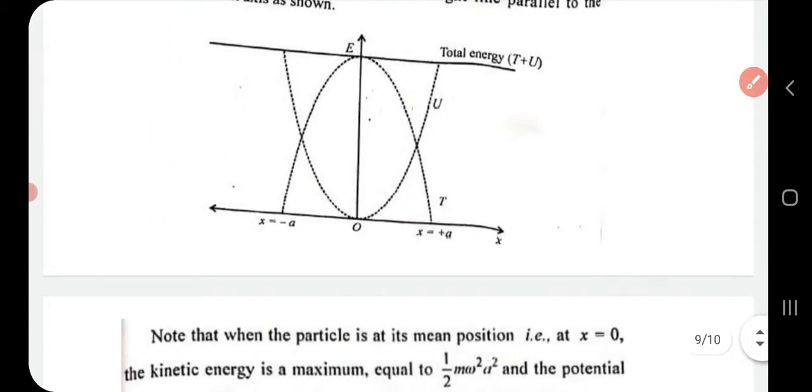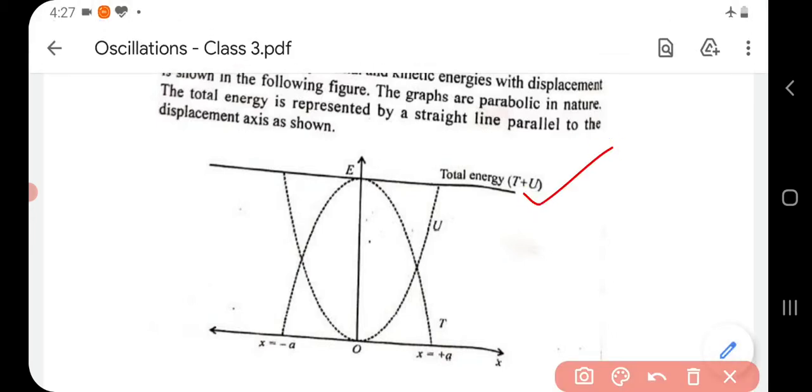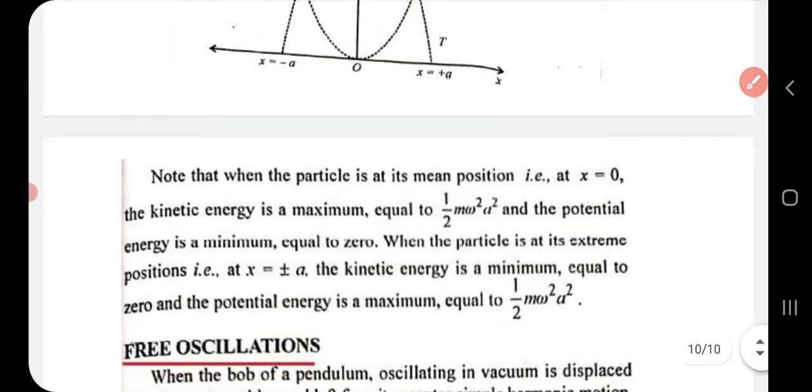Now this is a graphical representation. In this graph they have represented the variation of potential energy and kinetic energy with displacement. The graph is having a parabolic shape. Now the total energy, that is T plus U, is represented by a straight line parallel to the displacement axis, that is parallel to x-axis. Now from this figure, what can you infer?